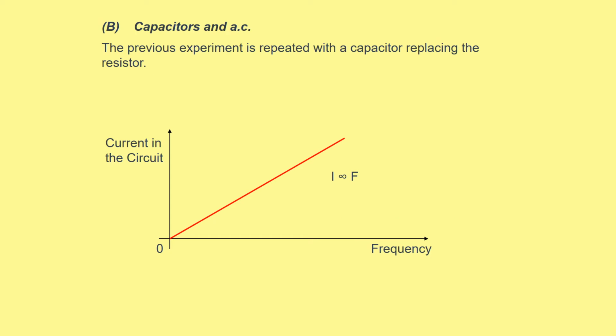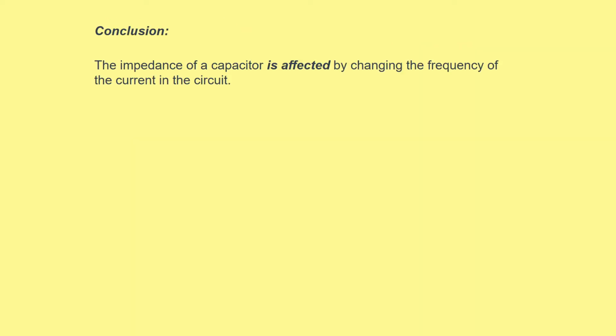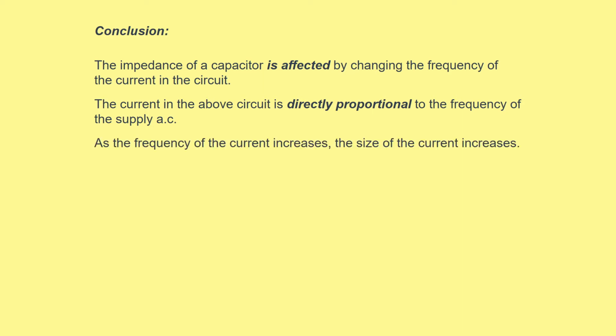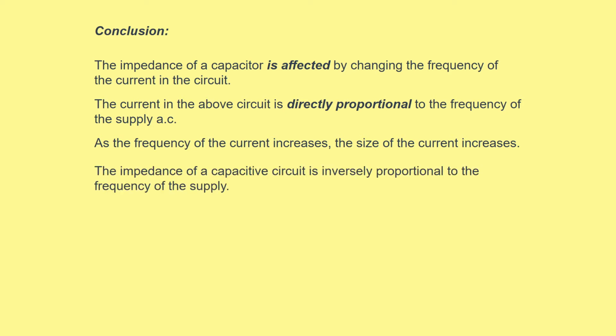When we repeat the same procedure for a capacitor, we can see that as the frequency of the supply is increased, the current also increases. It's a directly proportional relationship. The impedance of a capacitor is affected by changing the frequency of the current in the circuit. The current in the circuit is directly proportional to the frequency of the AC supply. As the frequency of the current increases, the size of the current increases. The impedance of a capacitive circuit is inversely proportional to the frequency of the supply. That is, as we increase the frequency of the supply, the opposition to the current decreases.